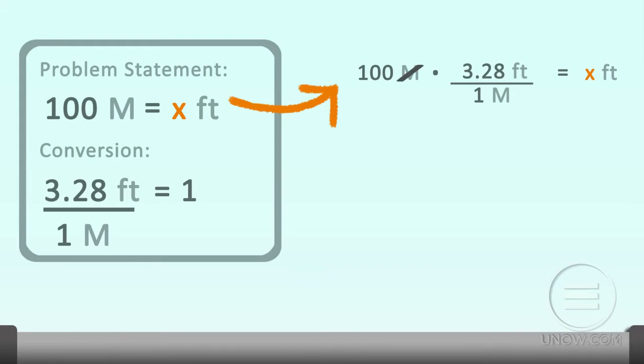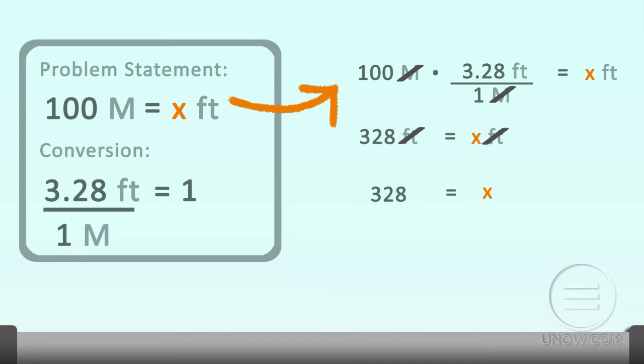Now, we'll notice that I've got meters up here and meters down here, so I can cancel them. And then I can do the numerical multiplication. And I get 328 feet equals x feet. And then if I want to be very precise, I can actually cancel the feet off of each side as if I were dividing by 1 foot on each side. And I get my final answer, which is that 328 equals x.